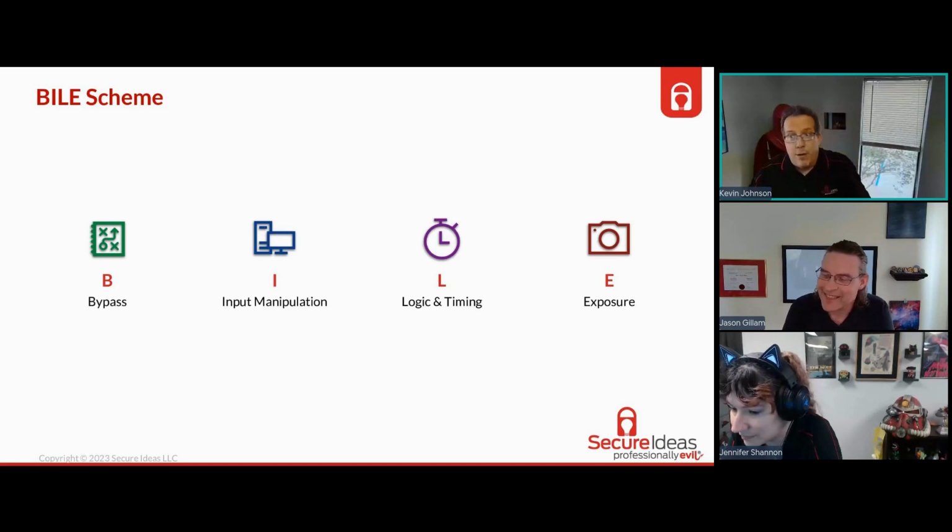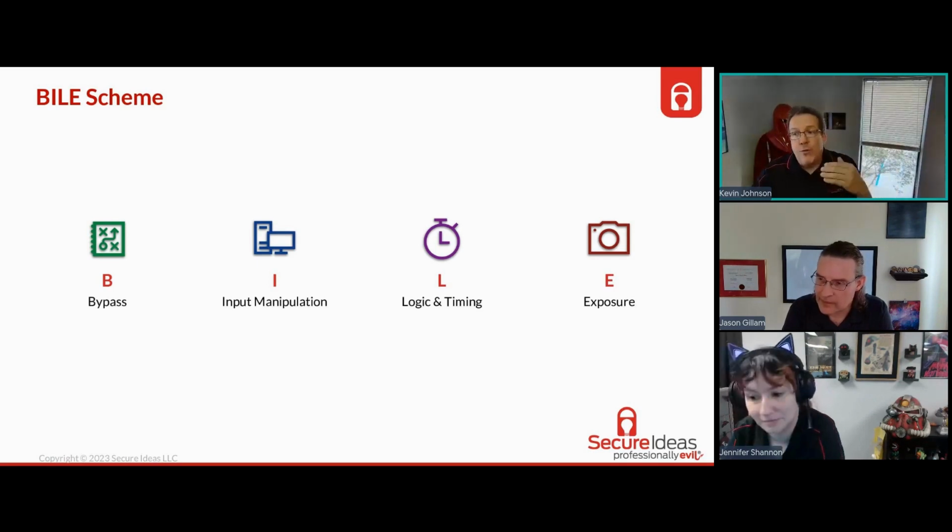When applying BILE, do you tend to try to look at things from each of the BILE's perspectives as you look at each element, function, feature of an app? Or do you also attempt to look at the full app from a single perspective per iteration?